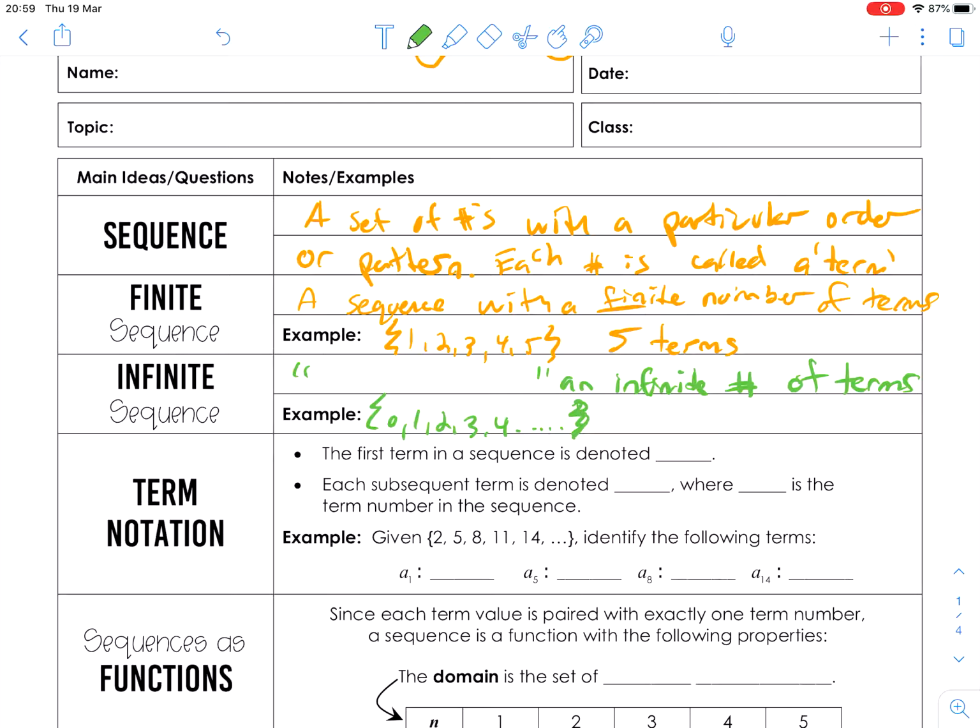Okay, so term notation. The first term is denoted a sub 1. And each subsequent term is denoted a sub n plus 1, where n plus 1 is the term number in the sequence. So for example, in this infinite sequence, identify the following terms: a sub 1, 2, a sub 5, 14, a sub 8.